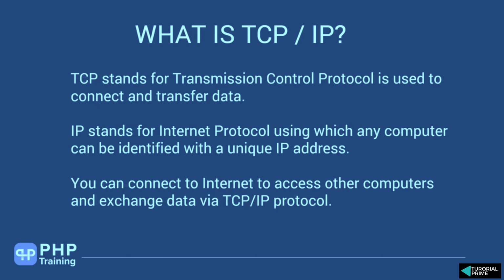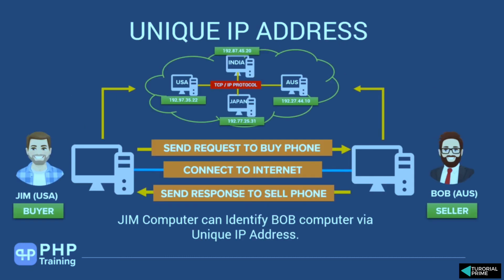Alright, so let's go back to Jim and Bob's problem. Now Jim's computer can identify Bob's computer via a unique IP address. If you look at the diagram here, every computer on the internet has a unique IP address, and then the TCP/IP protocol can work. The transfer of data can work, and each computer can identify itself with a unique number. So the problem of Jim's computer identifying Bob's computer is solved by using the IP address. With the IP address, everyone can reach any computer they want. It's similar to phone numbers. You can reach any phone by dialing that phone number.